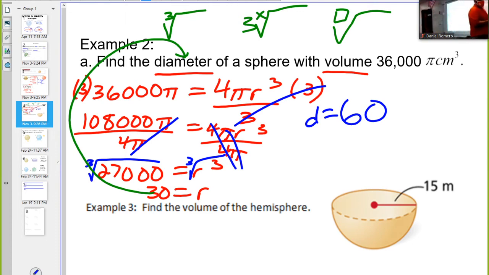What do you think, Chris? Unit? No, that's not a big question. Yeah, exactly. You're only looking for diameter, and the diameter is a single dimensional measurement.